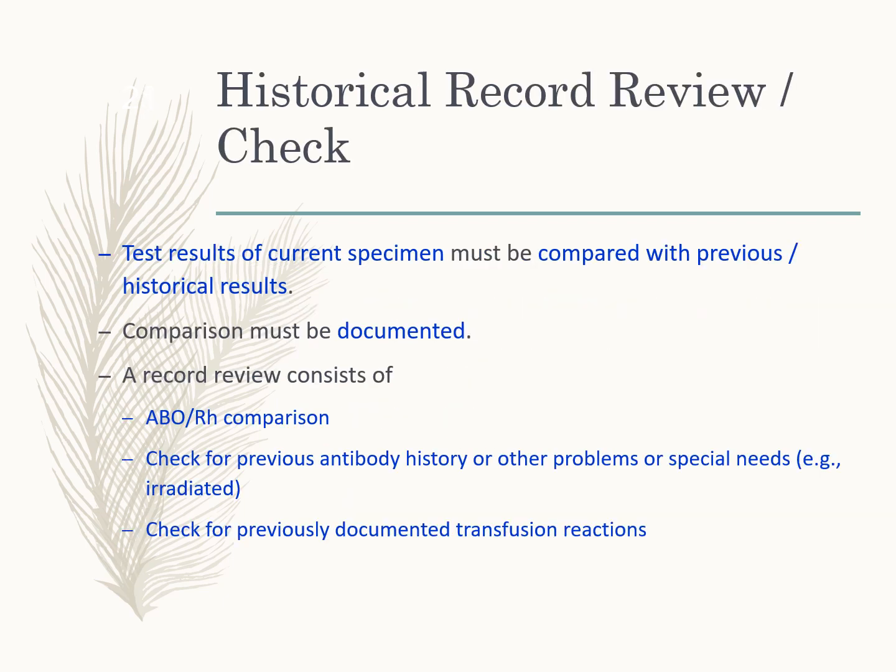For your historical record check, you want to compare your current results with your historical results. For example, if you have an O positive mother and you check her record and she was O negative in the past, you need to investigate that finding. Do you have the wrong patient file? Was your current testing correct? You may need to retest some things to make sure that you have a correct sample, that there wasn't a tube mismatch.